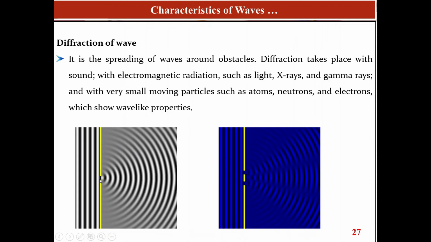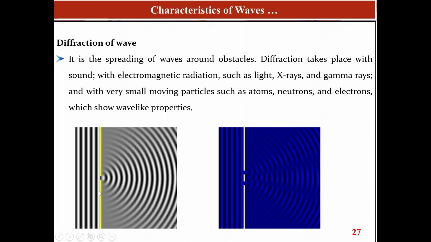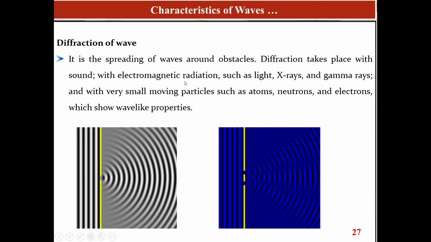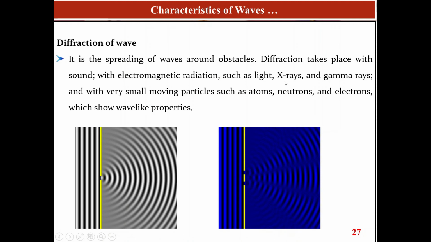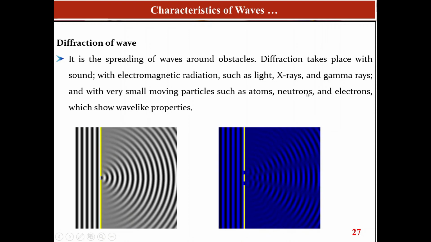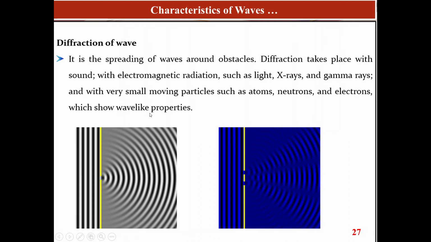But when it gets this obstacle, there is spreading of the wave. This is called diffraction. It is a spreading of wave around the obstacle. Diffraction takes place with sound, with electromagnetic radiation such as light, or it's possible to get it with X-ray and gamma ray, and with very small moving particles such as atoms, neutrons, electrons, which show wave-like properties.